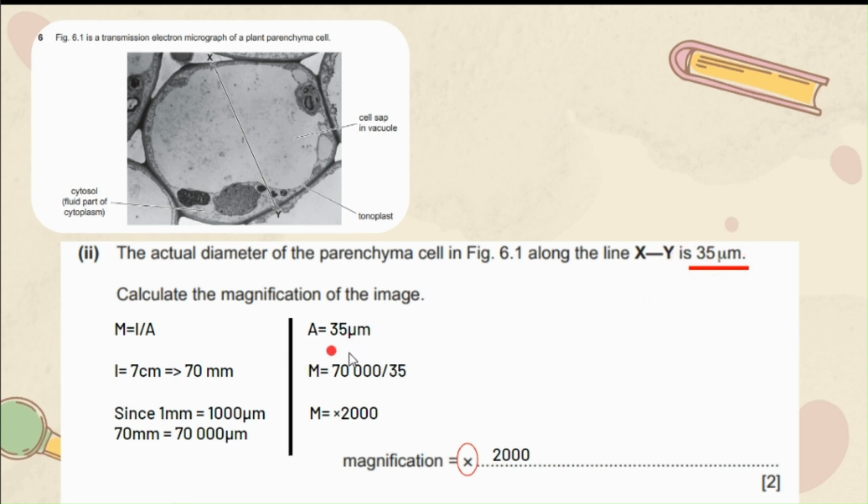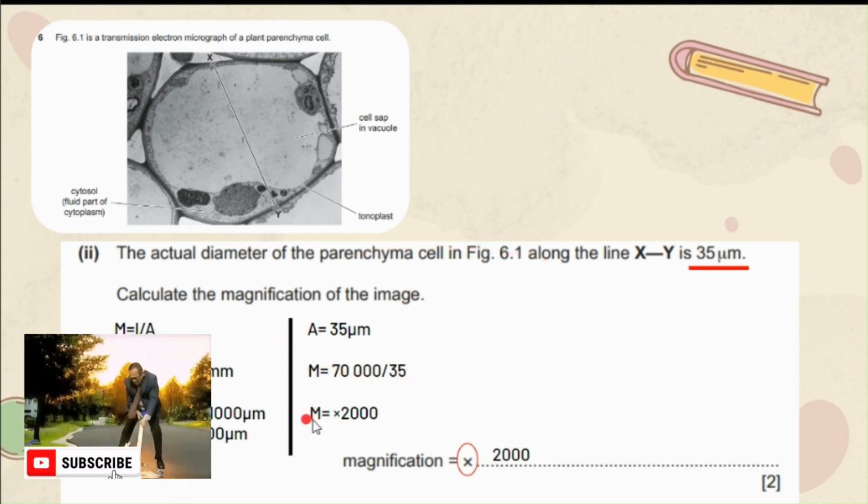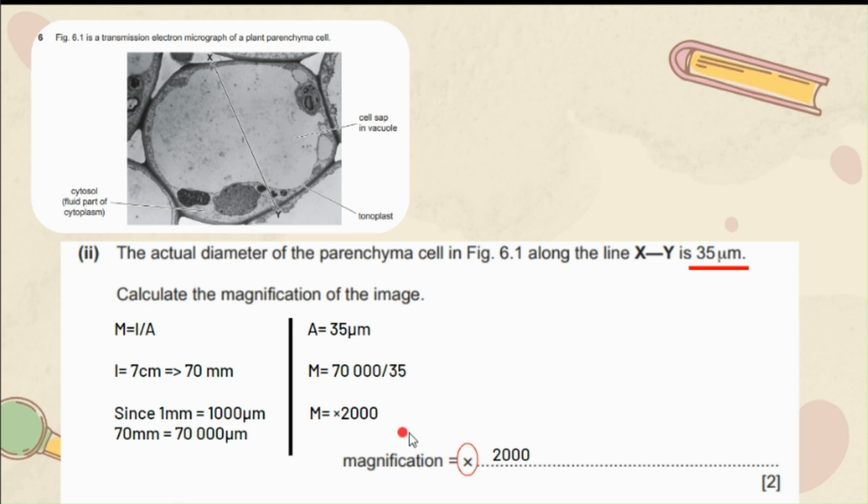So yeah, we got our I, now we need our A, which fortunately is given to us here, 35 micrometers. So if we slap them into the equation, we get 70K over 35, both in micrometers, of course. Smash that into our calculator, and voila, 2000 magnification. And oh, it's given to you here, but this times symbol right here is, let's say, the unit of magnification.